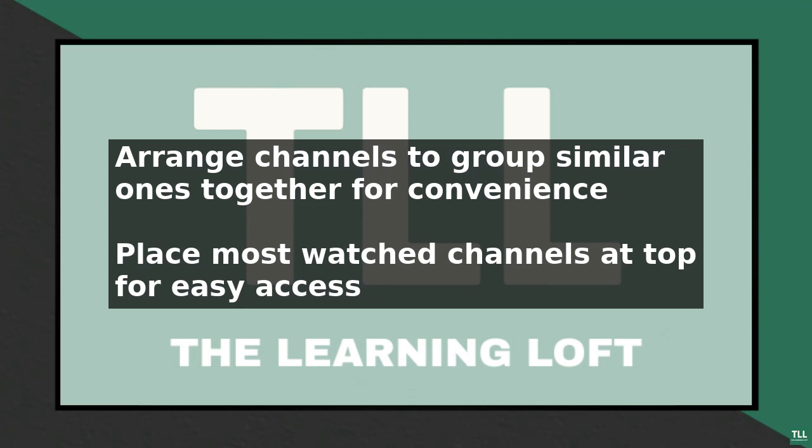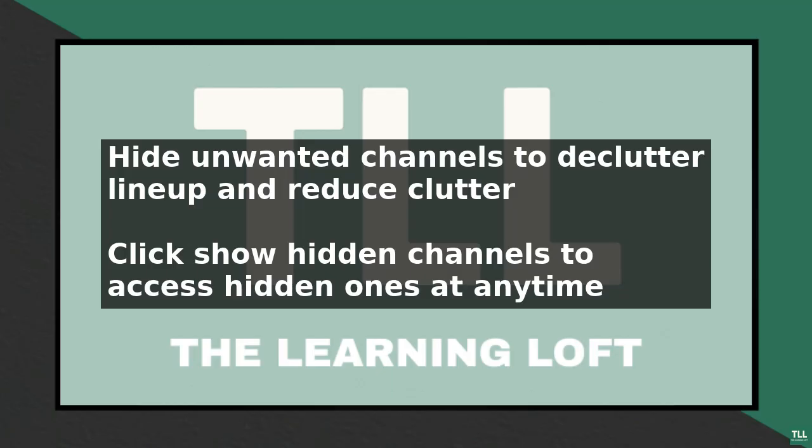It is also possible to hide channels that you do not watch, which can help to declutter your channel lineup. To hide a channel, click on the three-dot icon next to the channel name and select Hide. Hidden channels can be accessed at any time by clicking on the Show Hidden Channels option at the bottom of the channel lineup page. By following these steps, you can create a personalized channel lineup that suits your viewing preferences.